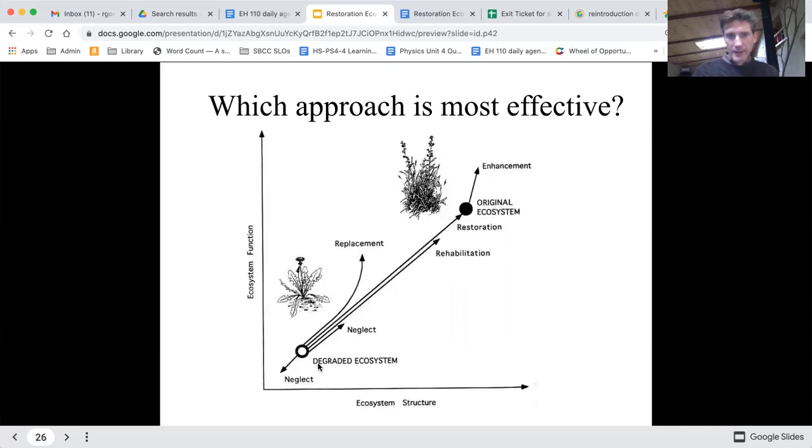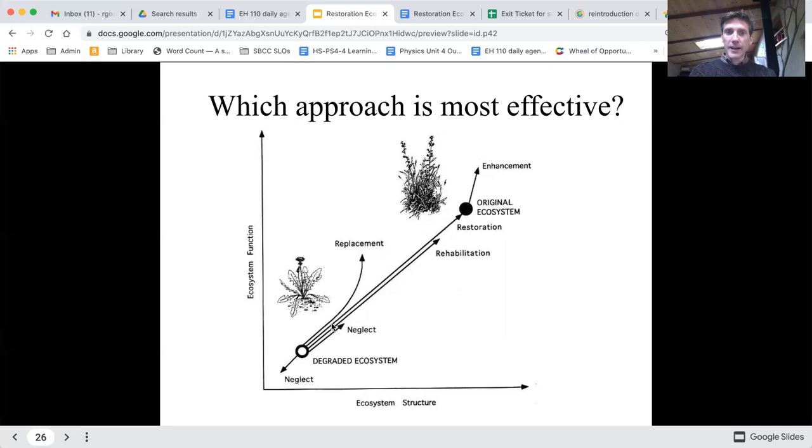But there's a lot of words for a picture here. This picture is showing that if you've got an ecosystem, you can see ecosystem structure down here on the bottom and ecosystem function. Ideally we want the ecosystem to have good structure and good function. So it's got the plants it needs, and the plants are functioning well with each other and with the animals. A degraded ecosystem is going to be low on both of those. If we just neglect it, it can go either way. It might get worse, it might get a little better, but probably not much better. If we rehabilitate it a little bit by bringing some plants in, those plants can start to reproduce and spread, and then we're on the process of rehabilitation towards restoration.